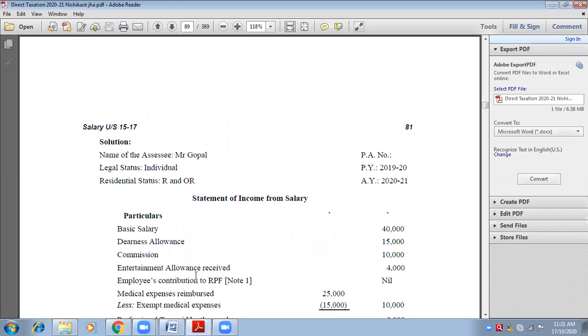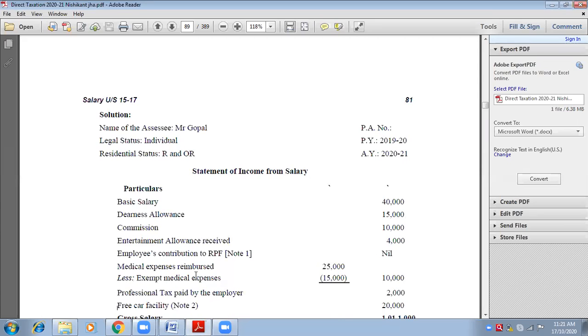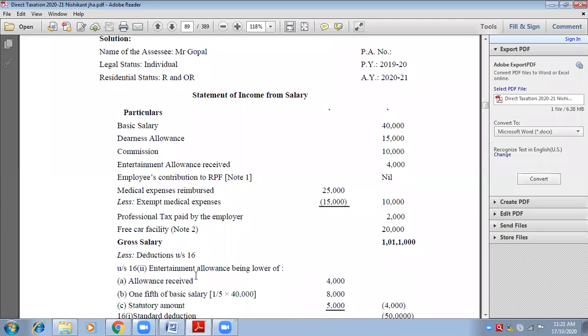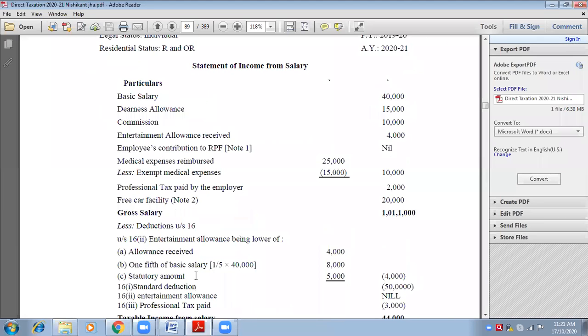Anything else? No? Then add all these things now. 40,000, 15,000, 10,000. Ma'am, 1,10,1,000. Yes, look at the screen, gross salary. The solution is made available to you. Gross salary, gross means total salary. After adding all these things, we will get gross salary. And the gross salary is 1,01,000.